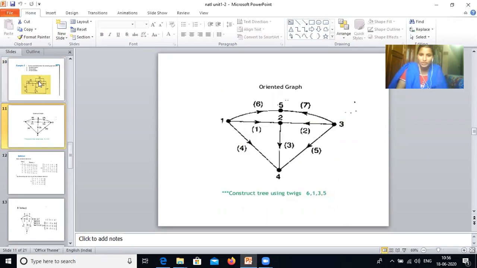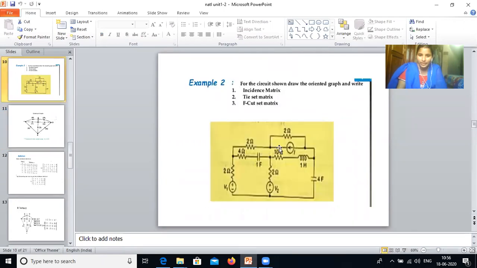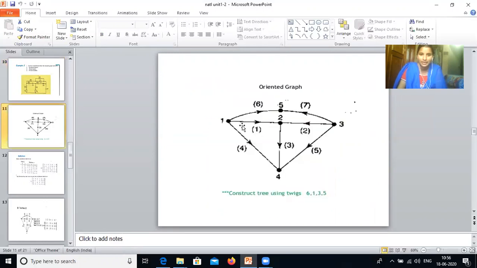So how many nodes are there here? 1, 2, 3, 4, this same point, so 1, 2, 3, 4, 5. How many nodes are there? 1, 2, 3, 4, 5 nodes are there. So they are represented by means of a graph.